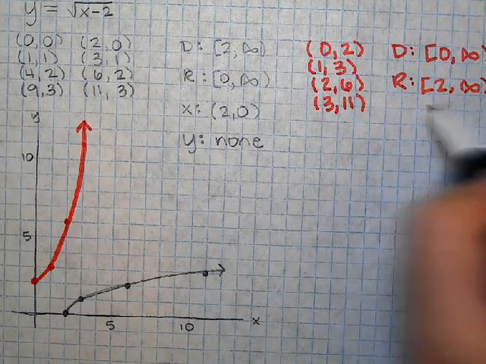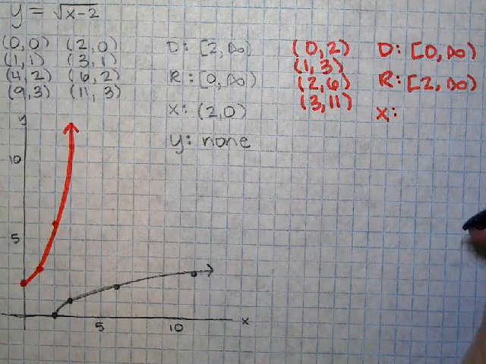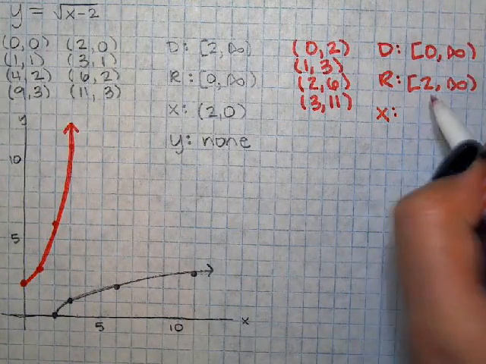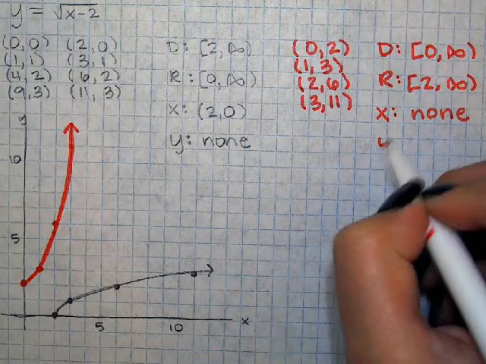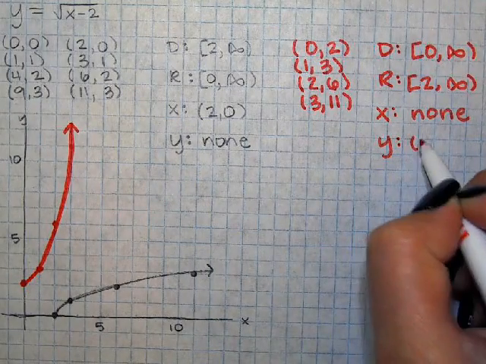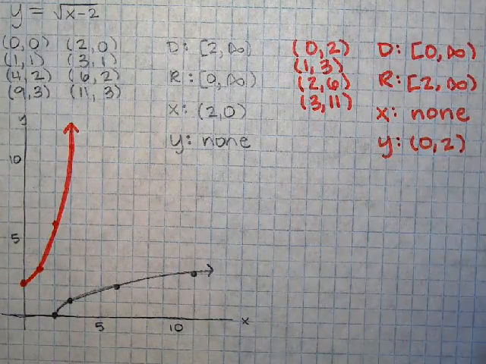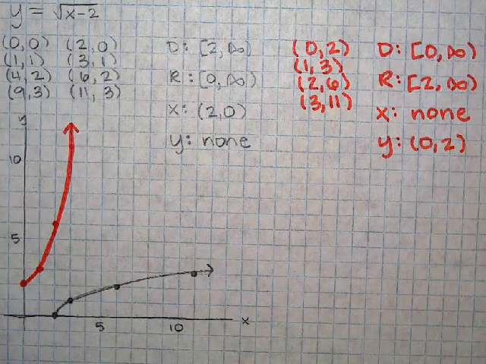What is the x-intercept for my inverse graph? None, it doesn't touch the x-axis. And what is the y-intercept? 0, 2. Okay. Everything switches. So let's clarify that a little bit.